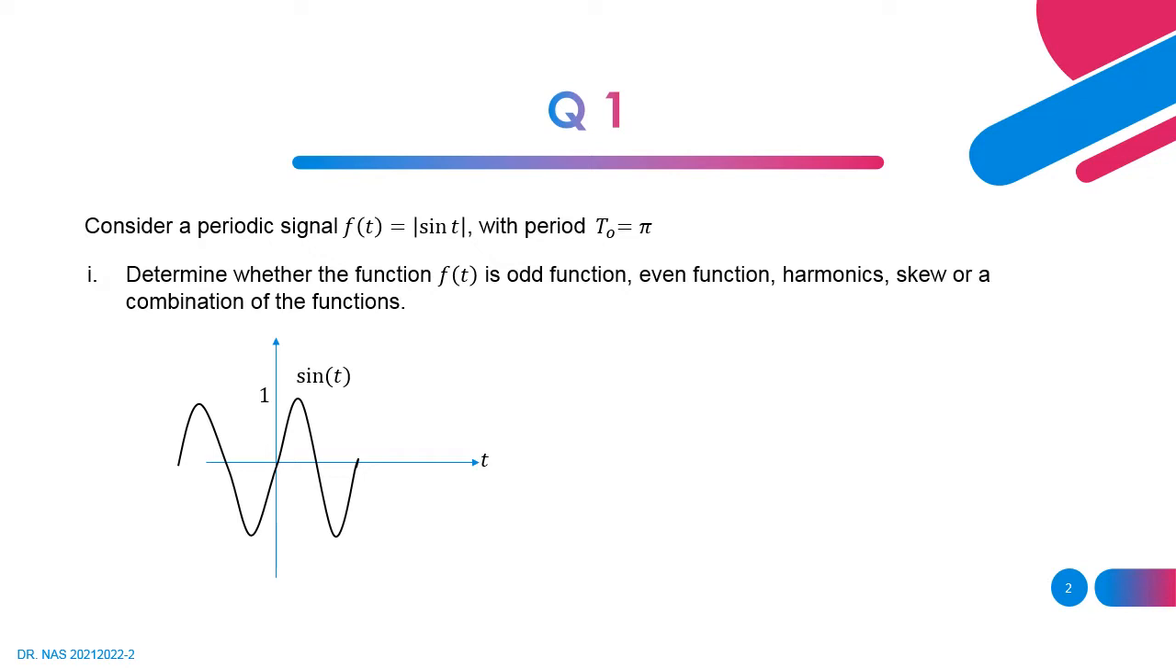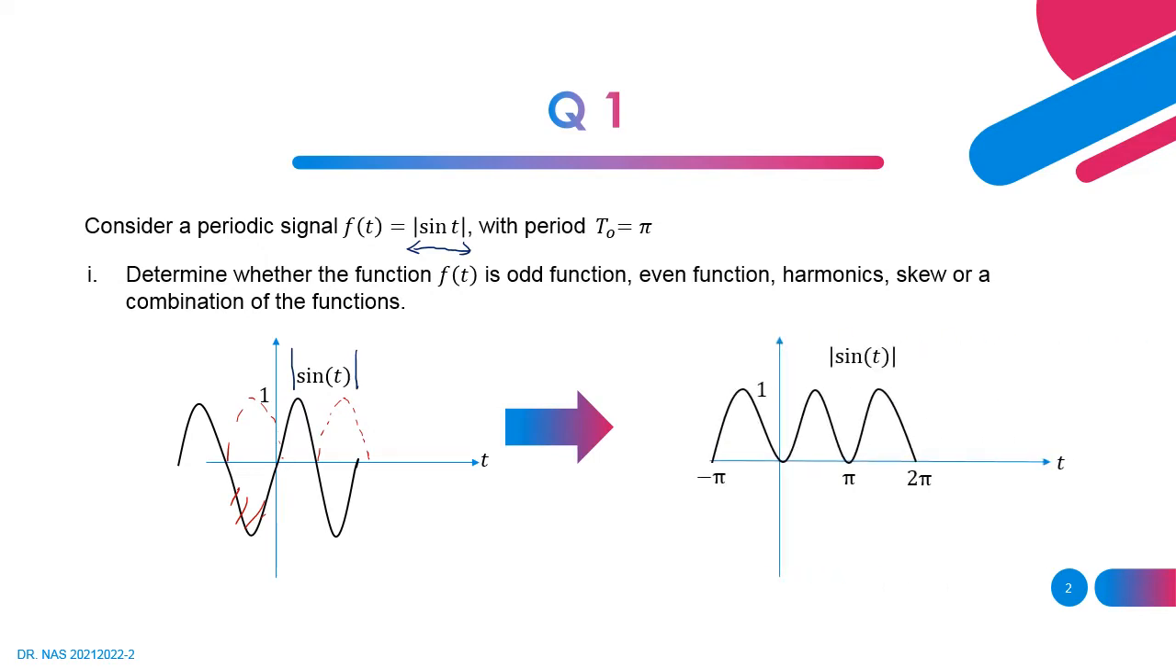So when it has modulus, it means that all the negative amplitude will be positive. So all this negative amplitude will be positive, and this one as well. So the signal looks like this. From here you can determine whether it's odd, even, harmonic, skew, or else.